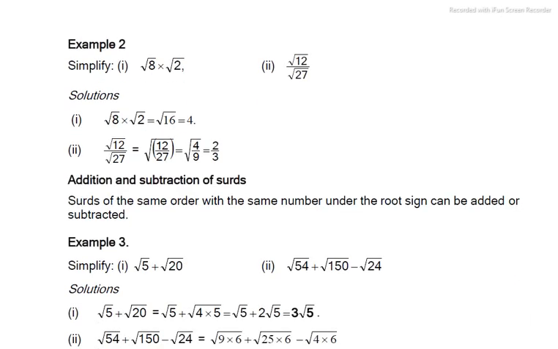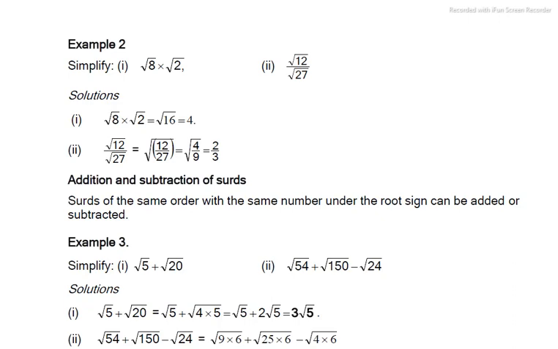So we can take some examples of multiplication and division. We have an example which says simplify root 8 times root 2. Yes, when we are multiplying root 8 times root 2, that gives us root of 8 times 2, which is root 16, and root 16 is 4.